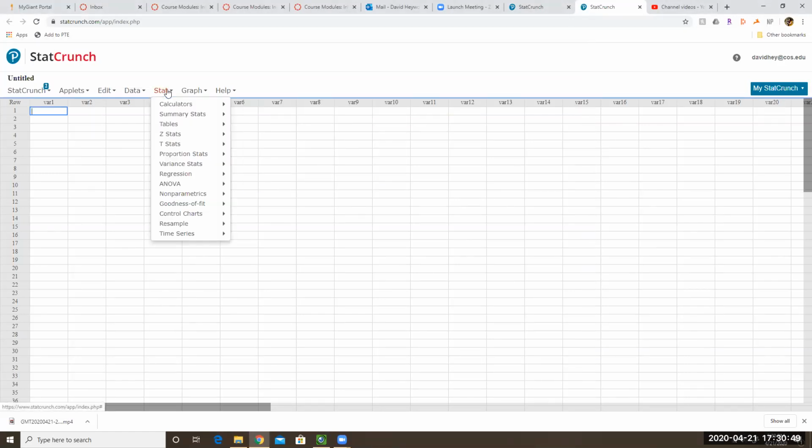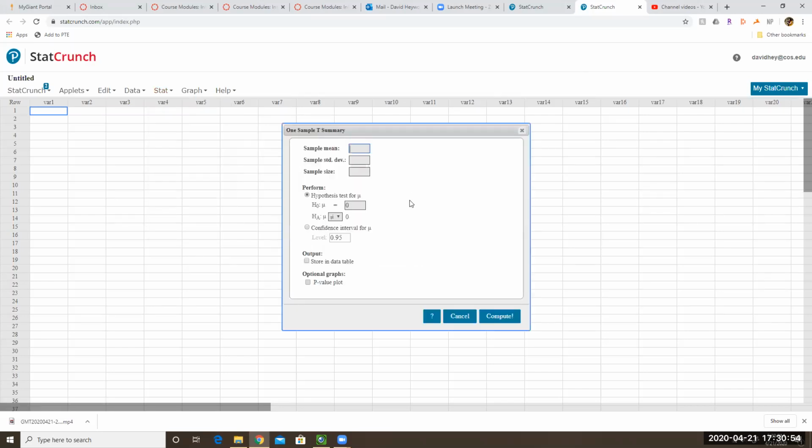So we go Stat, T Stats, One Sample with Summary. Sample mean is 3.3. Sample standard deviation is 2.3. And the sample size is 160. Notice that they're prompting us for the sample standard deviation here, not for the sample variance. So you don't need to square this value, right? They're just asking for the sample standard deviation, not the sample variance. Okay, and then we're testing mu equals 3.5 against mu less than 3.5.